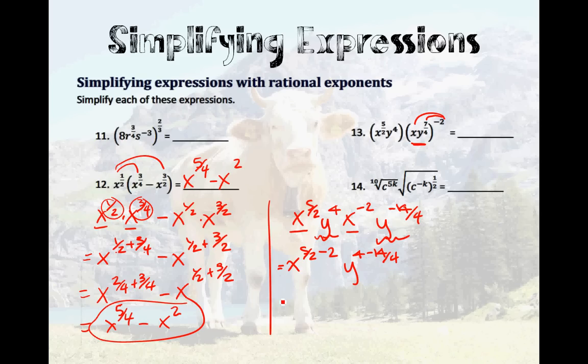And so if we were to get common denominators, we have here 5/2 minus 10/2, y to the 16/4 minus 14/4. And so this ends up being x to the negative 5/2, y to the 2/4, which is 1/2.